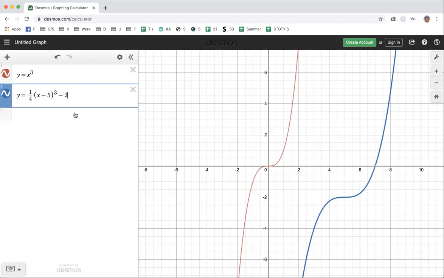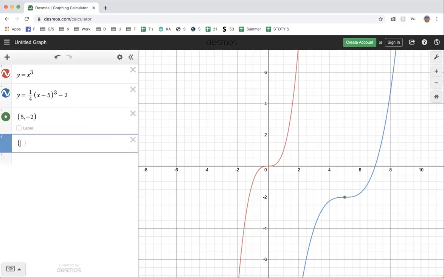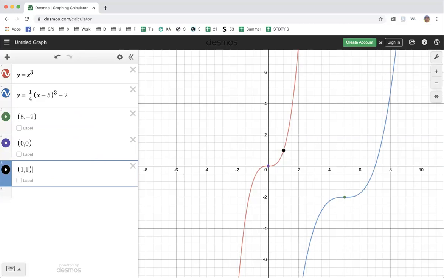So let's say that we had, and I'll give you a couple of points here. So we have that as a point corresponding to 0, 0. And then maybe we have, instead of 1, 1, we now have 6, -1.75.